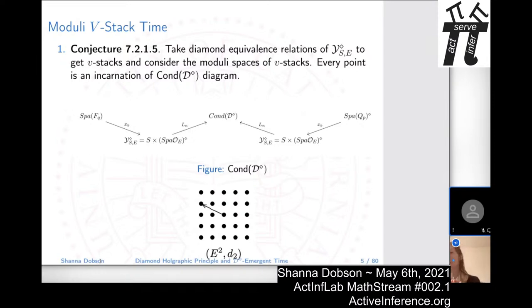So I'm thinking that every point of that moduli space would actually be an incarnation of the condensed D diamond diagram. So that huge factorization with these maps would actually be each point. And I think that's really beautiful. So that's the type of grand unified theory I'm kind of thinking of.